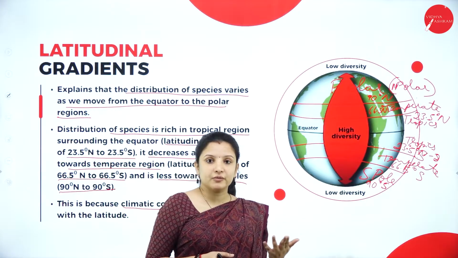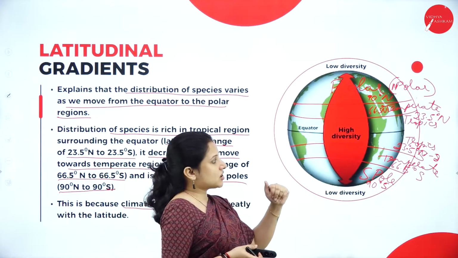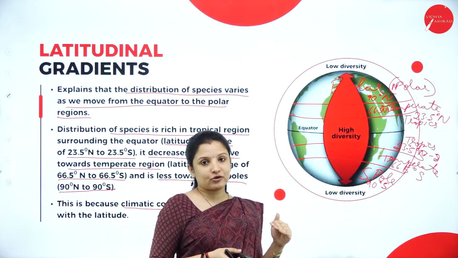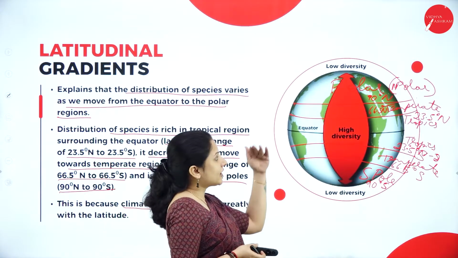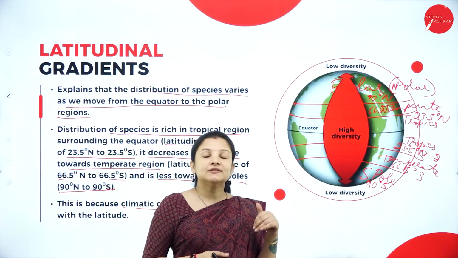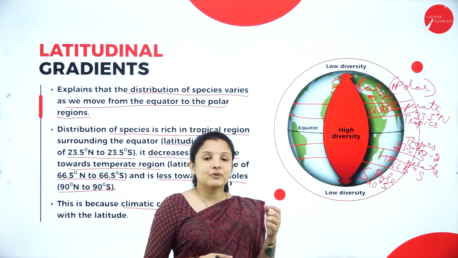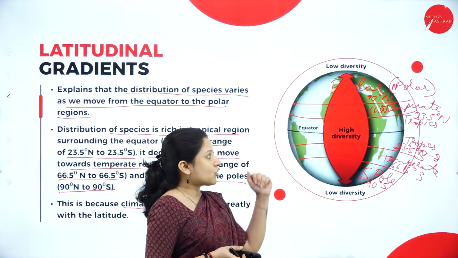Therefore, more herbivores means more carnivores. That is why tropical regions, which lie on either side of the equator, have more animal species, whereas in temperate regions, sometimes rainy seasons are extreme and summers are extreme. So that is why the species diversity is lesser when compared to that of the tropical region.